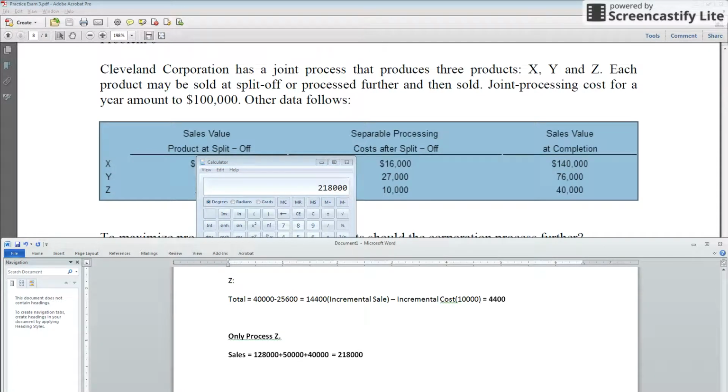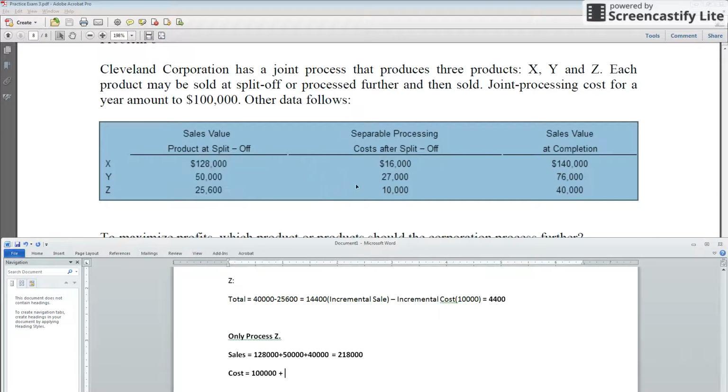That's the total sale. What's the cost? The cost before getting to the split off point, we are paying 100,000. And since we only process Z, we only pay for that $10,000. So I will have 110,000 as a cost.